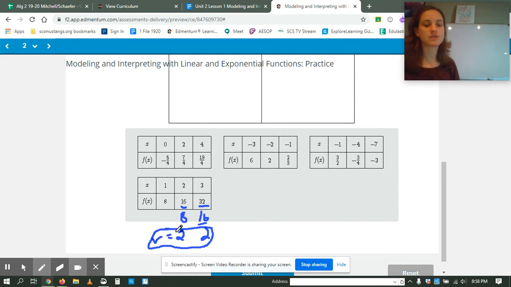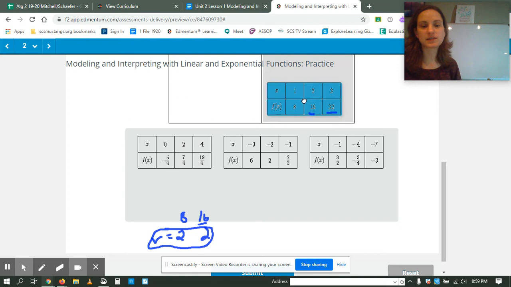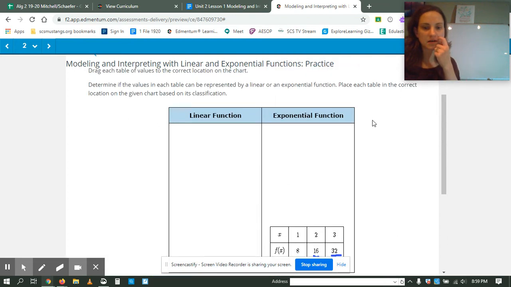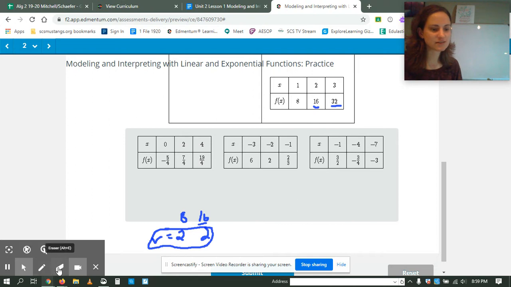We have a common ratio of 2. So that makes this one be exponential. So I'm going to take this one and put it in our exponential column. So then looking at the other ones, I don't know, how about this one next? It has fewer fractions than what is left. So I'm going to hit clear.